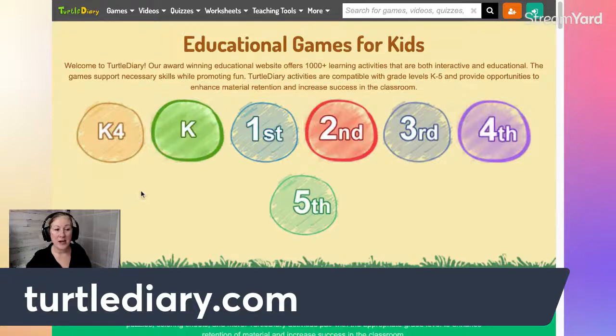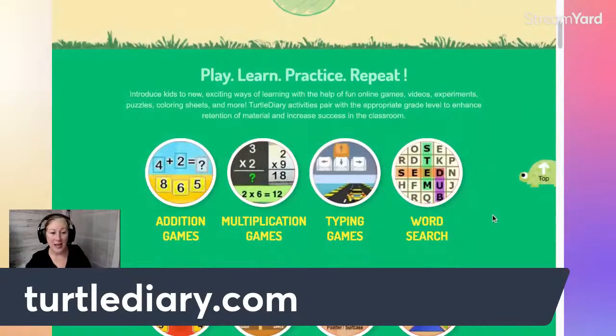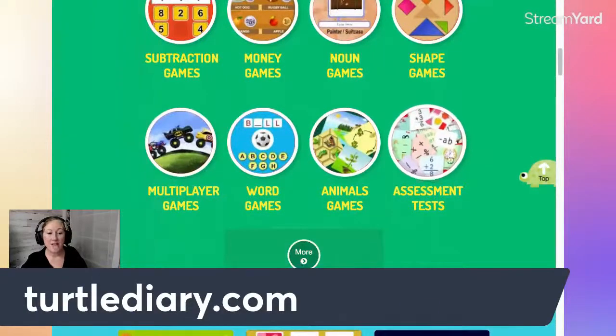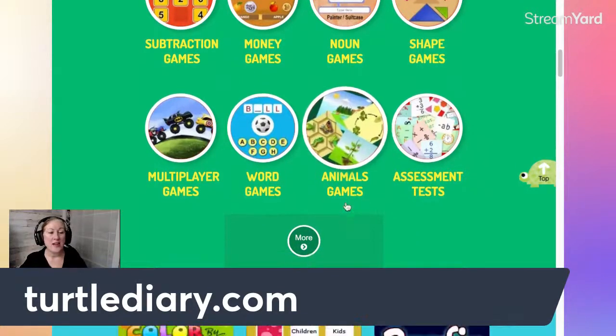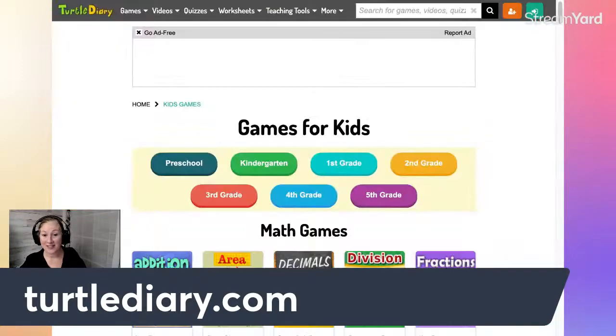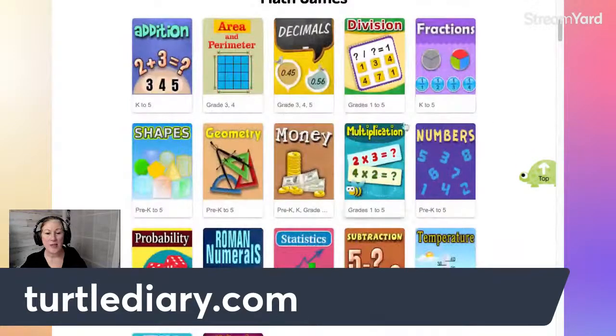So you can go in here and you can select by grade level if you would like to. Or you can just scroll down to different kinds of games and it will pop open some things for you. Don't forget, at first, when I did this, I was like, where are all the games? There should be more. You can click on more and it will give you more games. Okay, you can choose by grade level or you can look at math games. If you look at the games, it will show you, for example, K to 5, grades 3, 4.